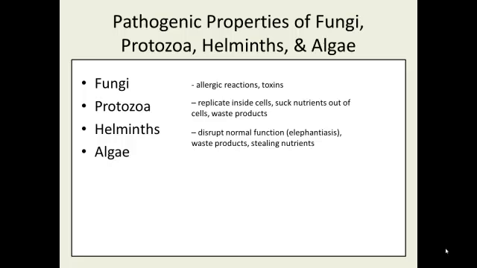Also, they produce waste products. They pee and poop into you. And also by stealing nutrients. That would be tapeworms. Now, algae, I love that they put cyanobacteria under the category of algae. Since they're not algae, they are bacteria, but we'll talk about cyanobacteria under the category of algae. They produce neurotoxins.